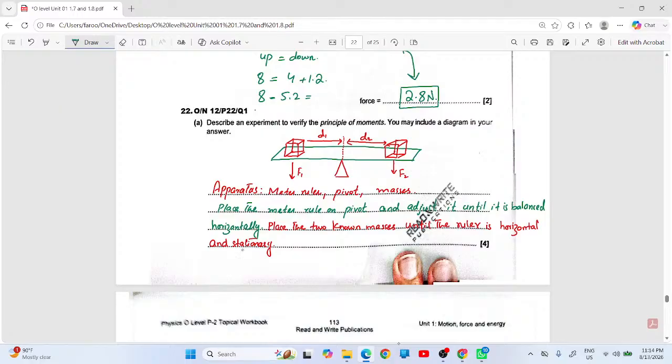Next is calculate the clockwise and anti-clockwise moment. Calculate the clockwise and anti-clockwise moment.